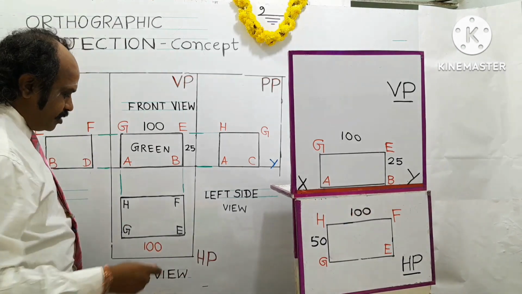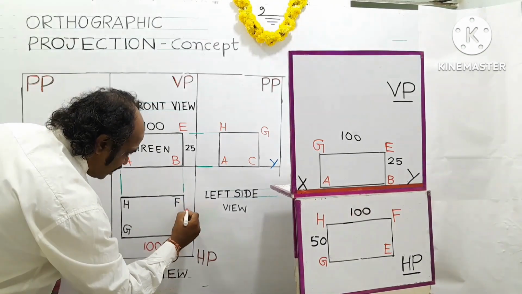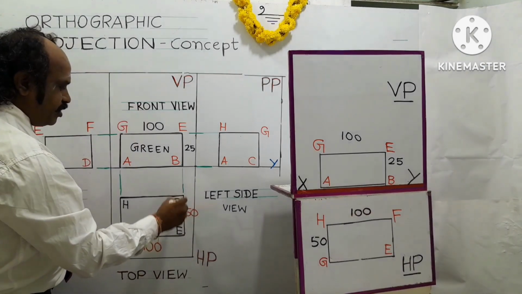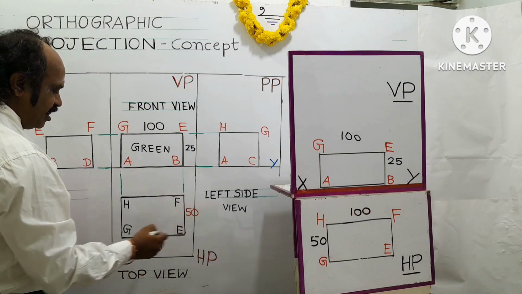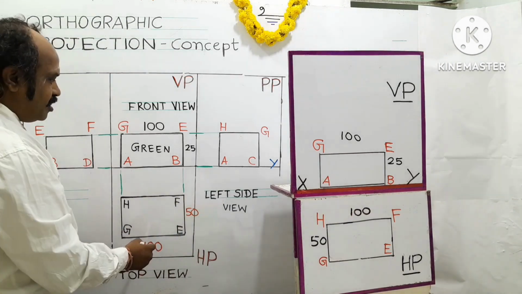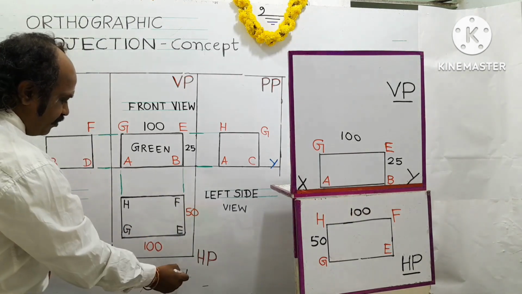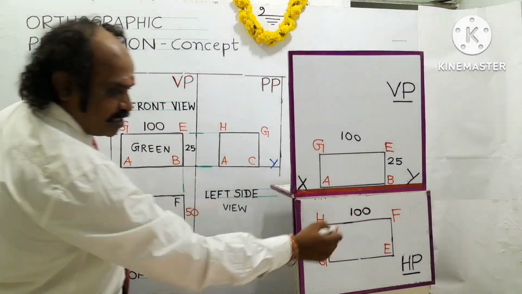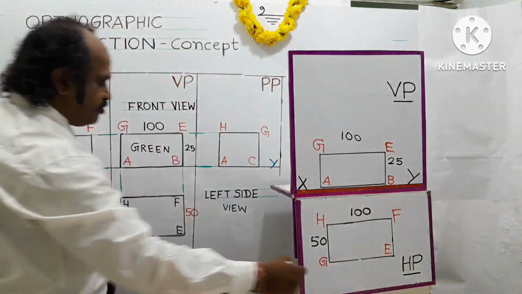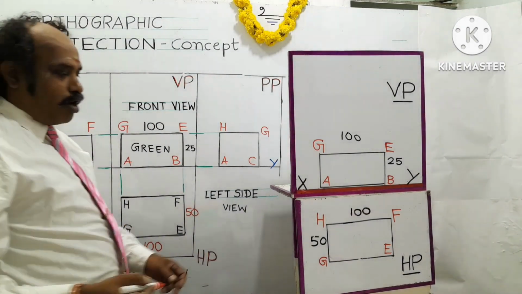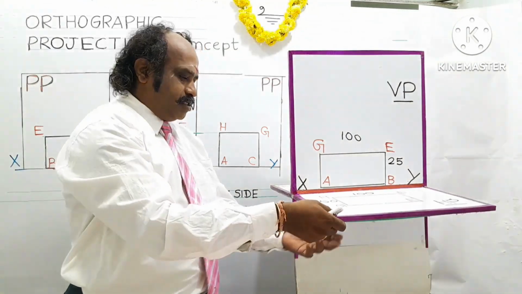So now we explain the concept of the first angle projection method. From F to E, the breadth is 50. And G to E, the length is the same as the front view length, 100 mm. The view obtained is called the top view. It is projected on the horizontal plane, HP. The top view will come on the HP. So next I am going to explain how the side view is projected.